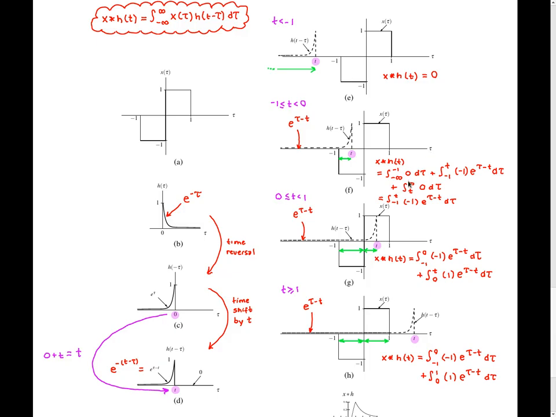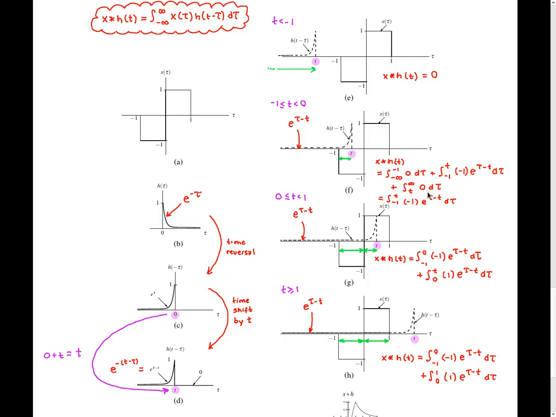But the observation we can make about this first integral and this last integral is that both of them are going to be 0. Because for this first integral, where we're integrating from minus infinity to minus 1, over this range, the function x of tau is always 0. So because of this, the product of these functions is 0, and we're integrating 0 here. So the answer is just going to be 0. So this whole first integral would just drop out.